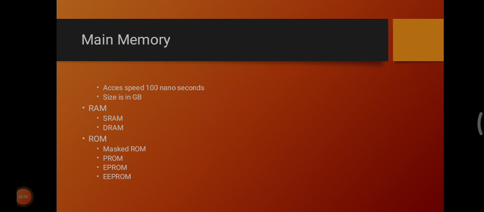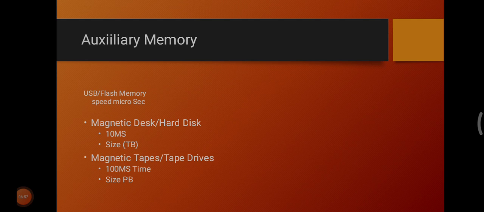Then the next level of our hierarchy is auxiliary memory. In auxiliary memory, there is also USB flash memory, which is popular nowadays, and the speed for USB flash memory is in microseconds.